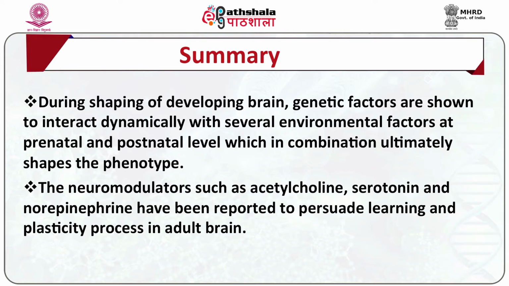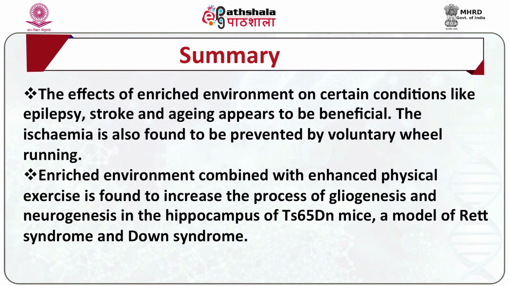During shaping of the developing brain, genetic factors are shown to interact dynamically with several environmental factors at prenatal and postnatal levels, which in combination ultimately shape the phenotype. The neuromodulators such as acetylcholine, serotonin and norepinephrine have been reported to influence learning and plasticity processes in the adult brain. The effects of enriched environment on certain conditions like epilepsy, stroke and aging appear to be beneficial. Ischemia is also found to be prevented by voluntary wheel running.